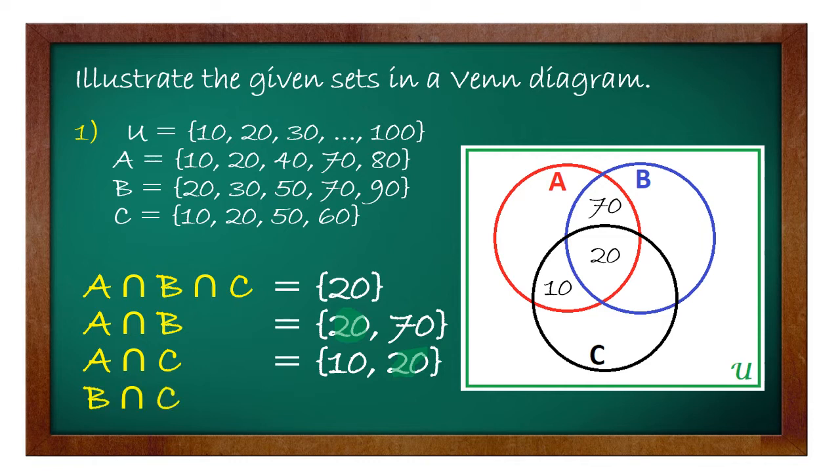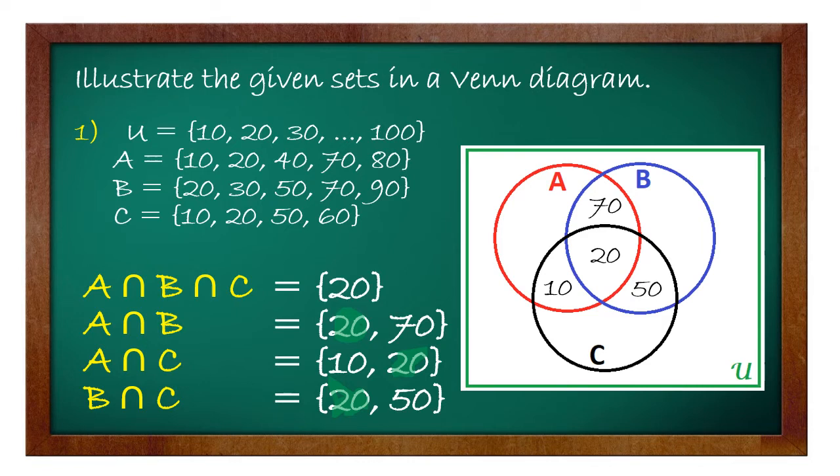The last intersection na hahanapin natin ay ang intersection ni set B at saka ni set C. Ano ba yung common elements sa kanila? That is 20 and 50. So, alisin din natin si 20 at anong natira? Si 50. Pagkatapos natin mahanap yung intersections ng bawat sets, ang susunod naman natin ilalagay ay yung mga elements ng bawat set.